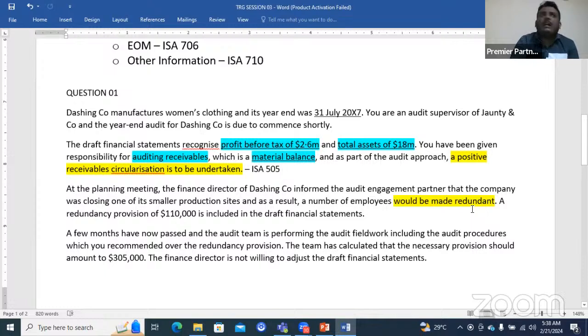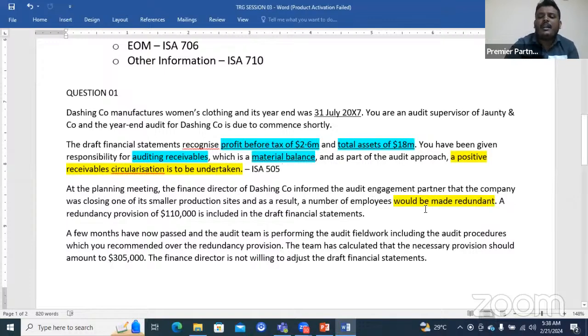So when employees become redundant, if that announcement is made before the year end, sufficient provision needs to be made. If that announcement is made after the year end, sufficient disclosure needs to be made. Right? That is the IAS 37 provision, contingent asset and contingent liability standard.